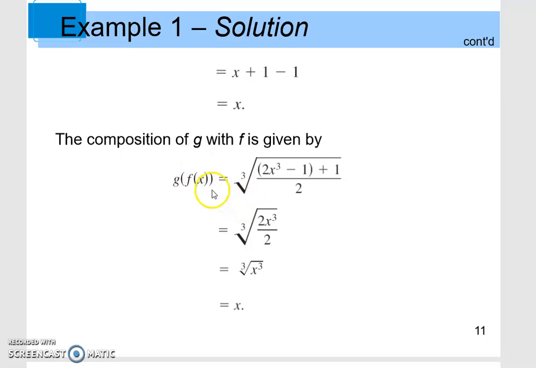So g of f of x equals the cube root, and then we plug in the 2x cubed minus 1 where the x was. So we're going to add 1 first. These 1's cancel out. Then 2x cubed over 2, the 2's cancel out. And then we have the cube root of x cubed, which the root and the cube cancel out. So we're just left with x.